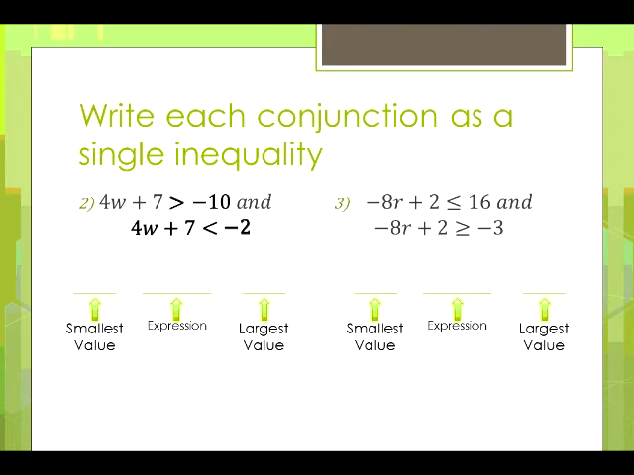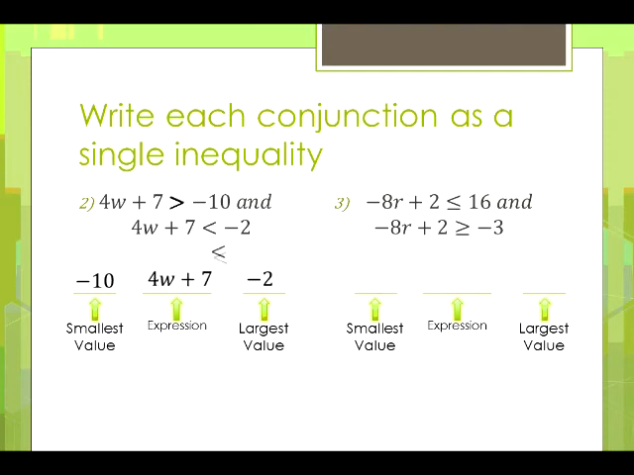So let's try it here. Write each inequality as a single inequality, so we're just looking to join them. So we have 4w plus 7 is greater than negative 10, and the same expression, 4w plus 7 is less than 2. Our standard format we want to do is the smallest value goes on the left, the largest value on the right. The expression fits right in the middle. So smallest value of negative 10 on the left, the larger value of 2 goes on the right, and the common expression 4w plus 7 goes in the middle.